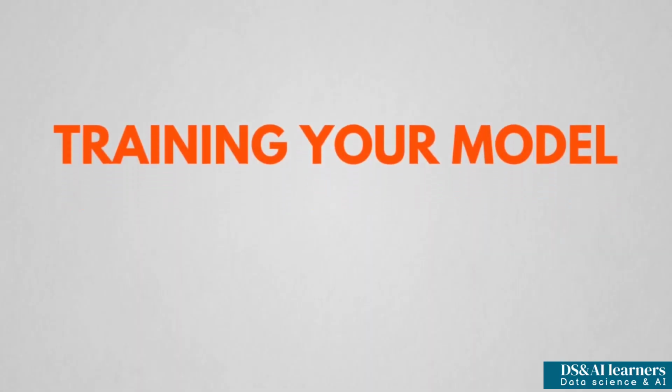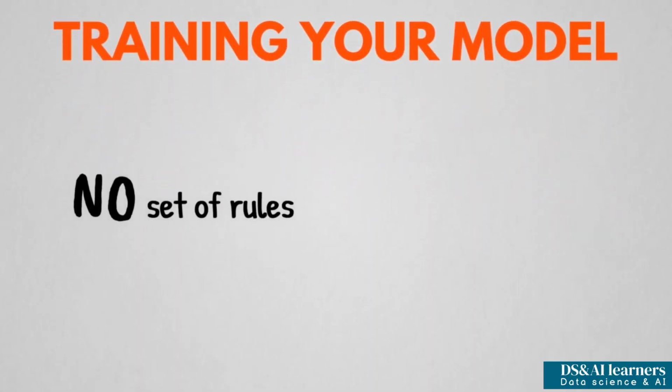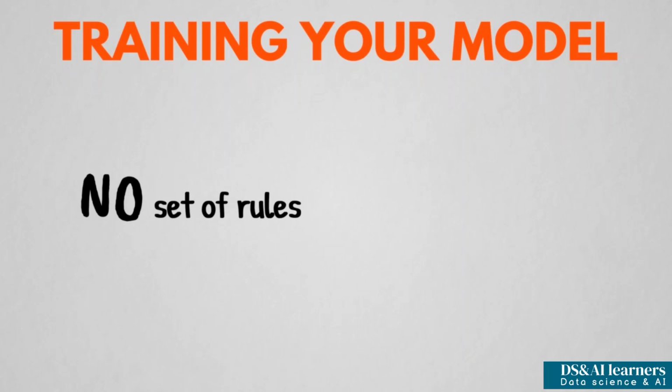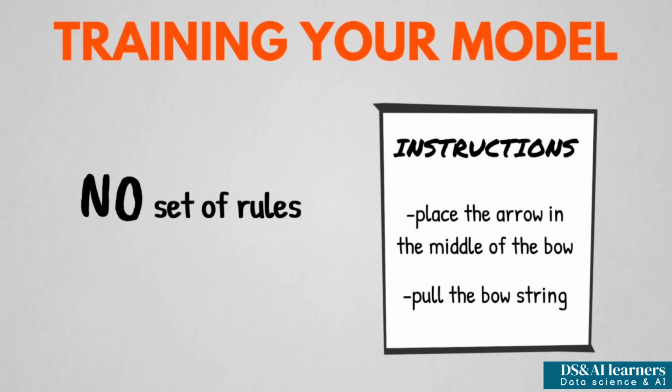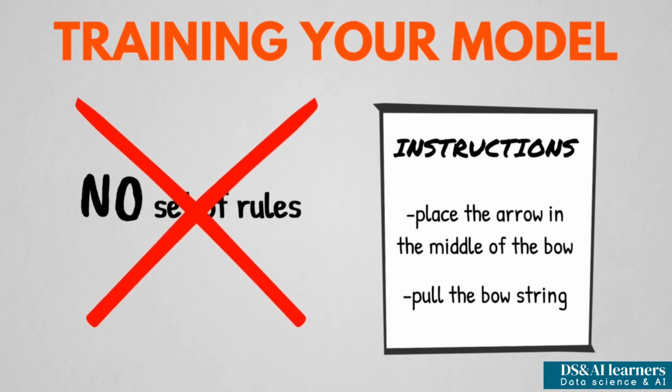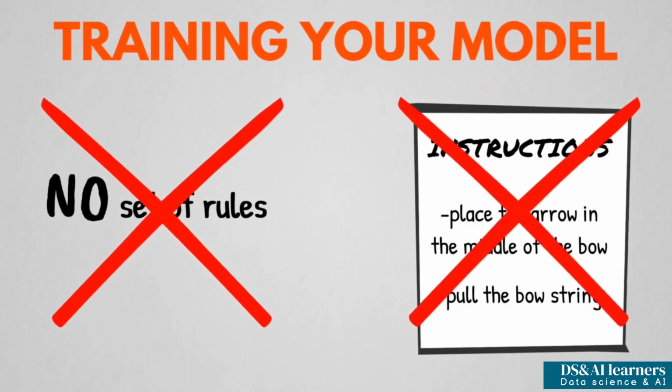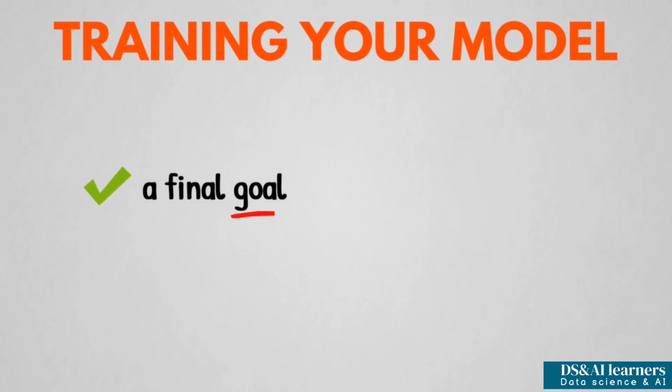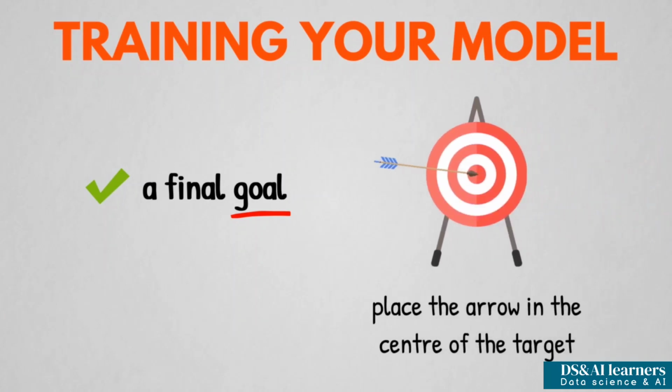Nevertheless, it is important to remember that while training, you won't provide the robot with a set of rules. That is, you won't have programmed a set of instructions like place the arrow in the middle of the bow, pull the bowstring, and so on. Instead, you will have given the machine a final goal: place the arrow in the center of the target. So, you won't care if it places the arrow in the middle or in the bottom of the bow, so long as it hits the target.